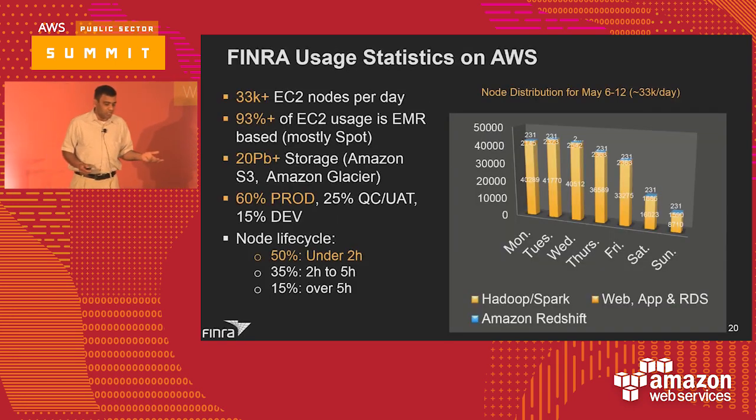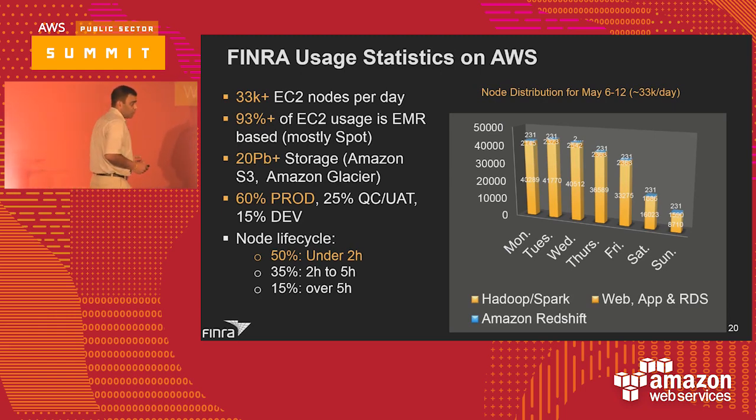Our usage statistics on AWS. These are stats I pulled for one of the weeks in May. We start about 33,000 EC2 nodes per day, and about 90% of our EC2 usage is EMR-based. We have 20 petabytes of storage in S3 and Glacier. More than 60% of our usage is in the prod environment, and the rest is in our test and dev environments.